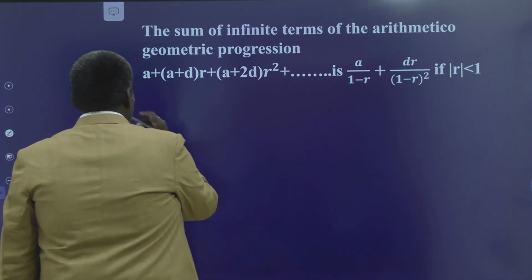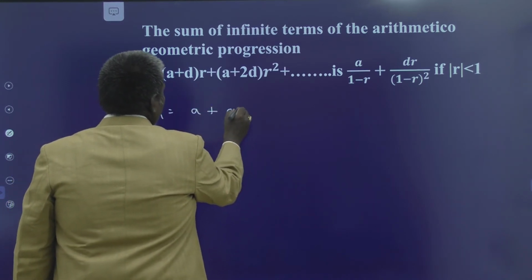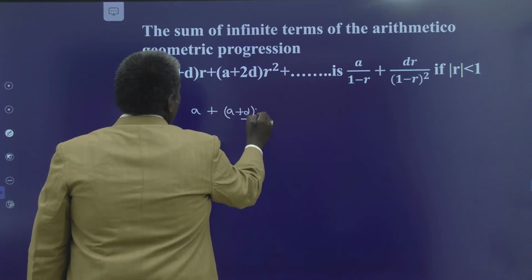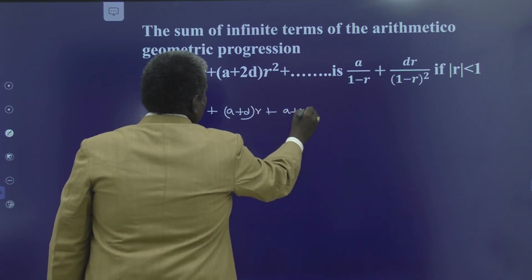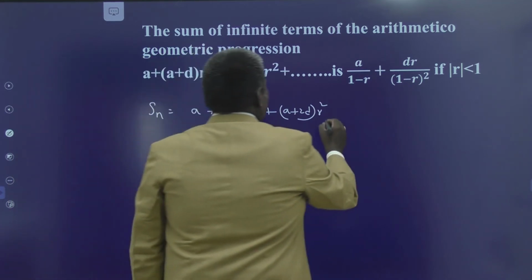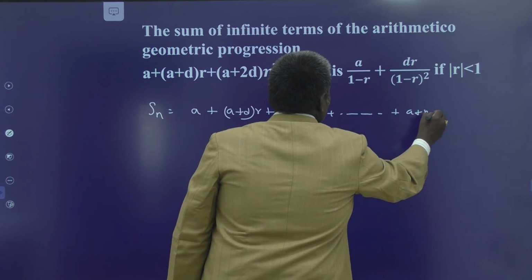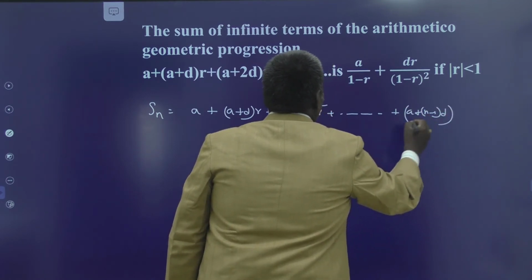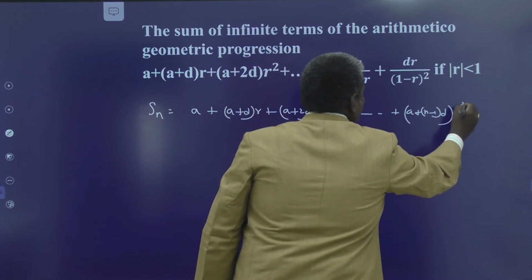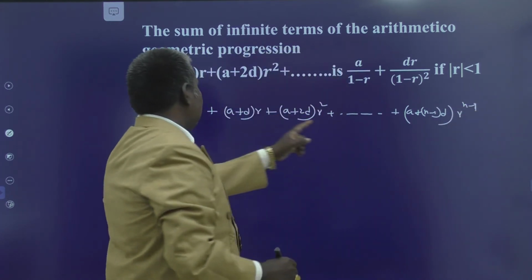Suppose consider n terms. Sn is what, my dears? A plus D into R plus A plus 2D into R square. This is the third term. Similarly, the nth term is what? Plus A plus n minus 1 into D into R power n minus 1. This is the sum of n terms.